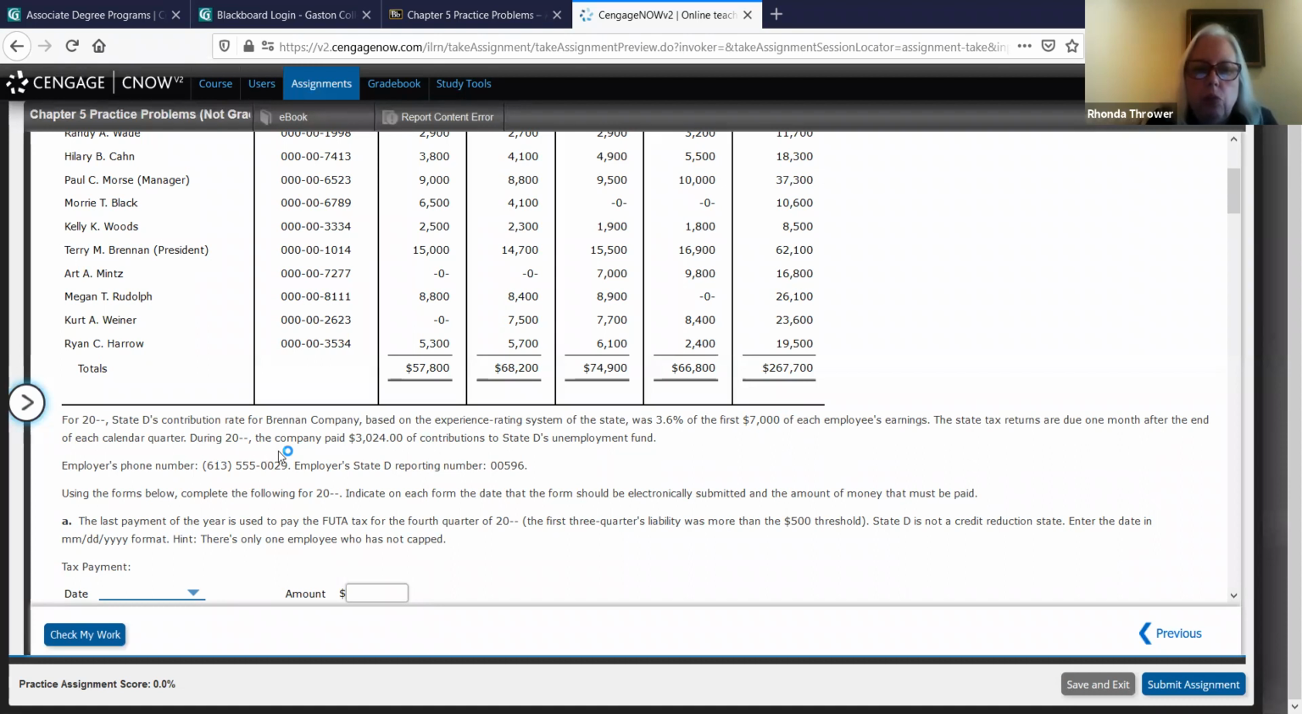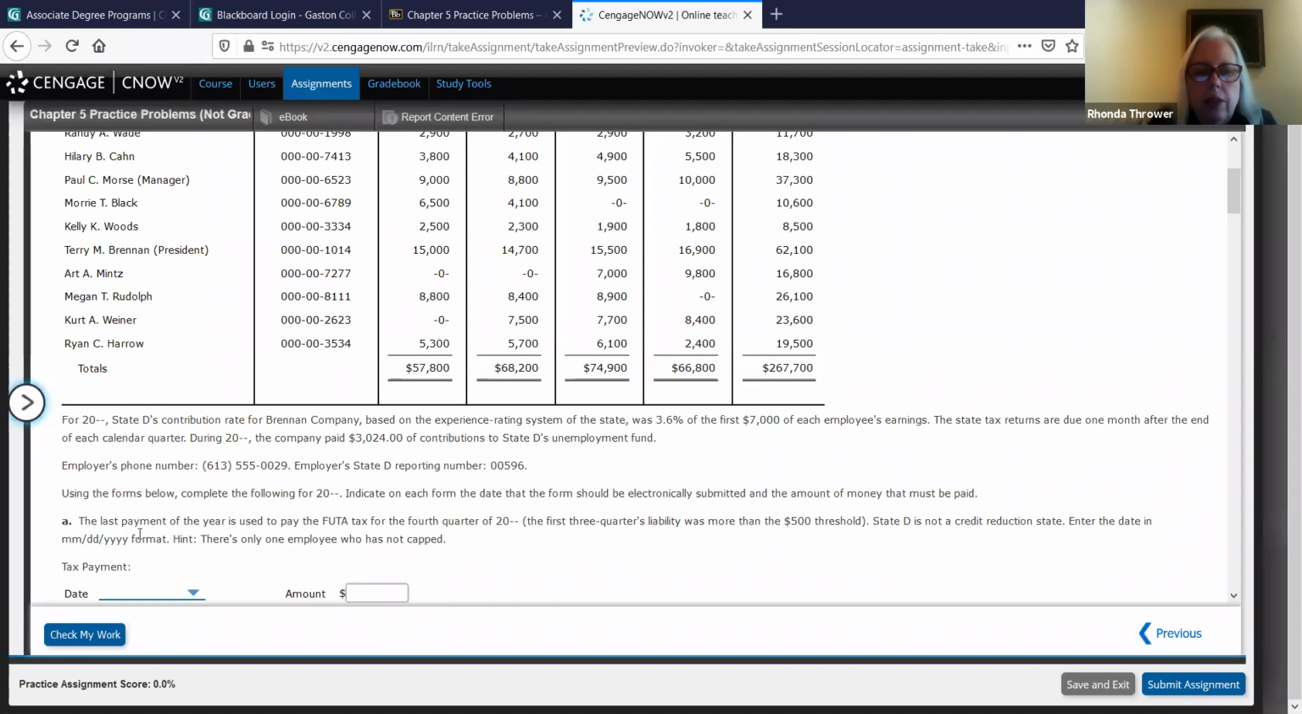During 2021, the company paid $3,024 of contributions to State D's unemployment fund. And the employee's phone number was this, and this was their reporting number. And using the forms below, complete the following for 2021. Indicate for each form the date that the form should be electronically submitted, and the amount of money that must be paid.